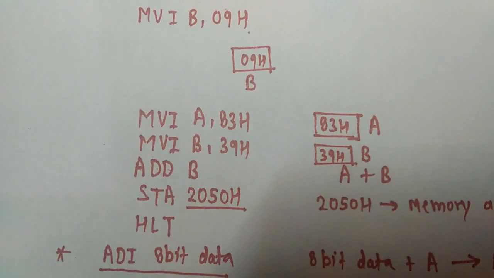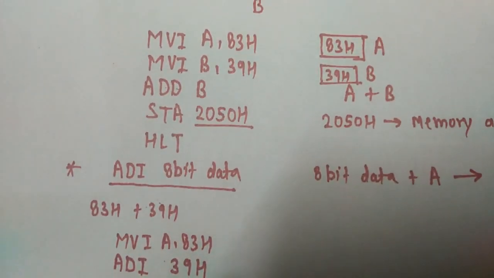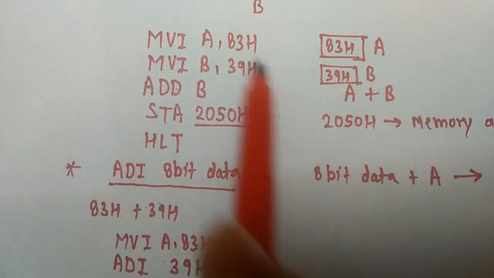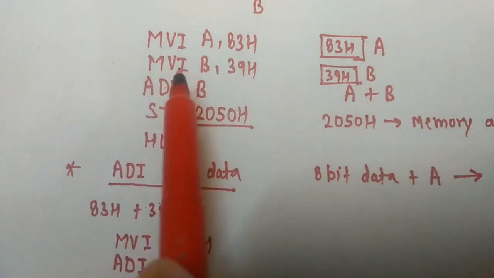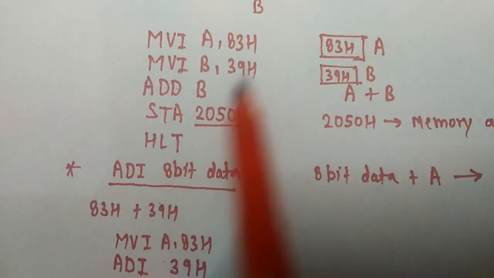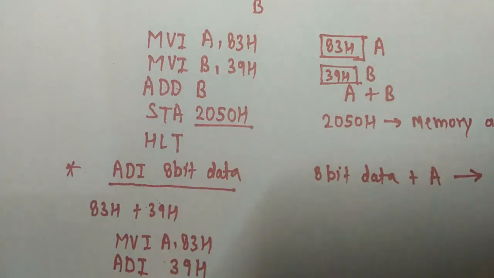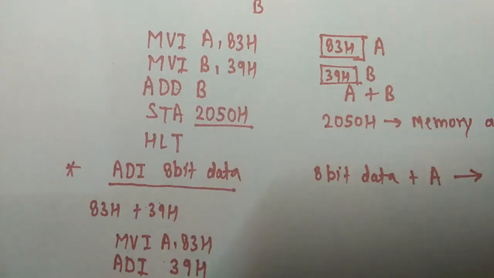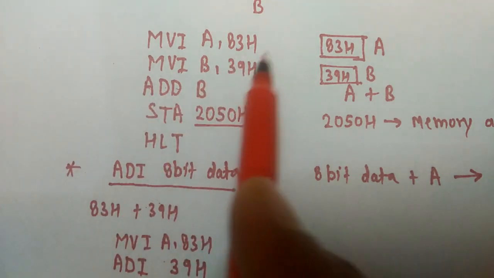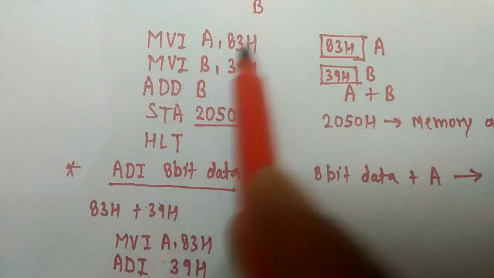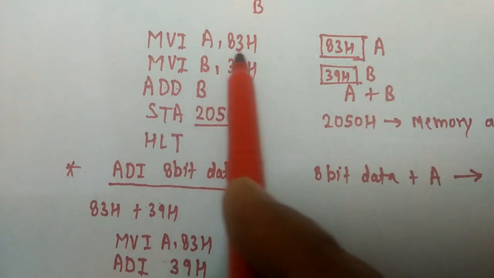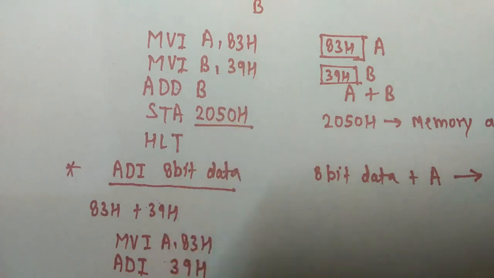I am again repeating, this program is to add two specific numbers. That means if you burn this program in a memory, whenever you run this program, you will always get the addition of 83H and 39H. That means we will always get the addition of these two particular numbers. So if you want to write a program of different addition, that means you want to add two different numbers, then you will have to write two different numbers here. Well, this is one of the methods.